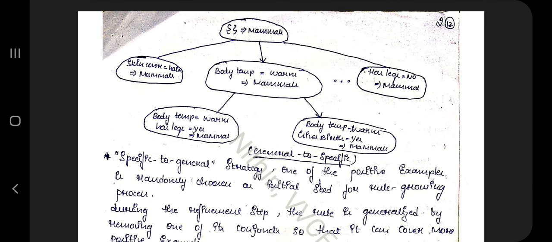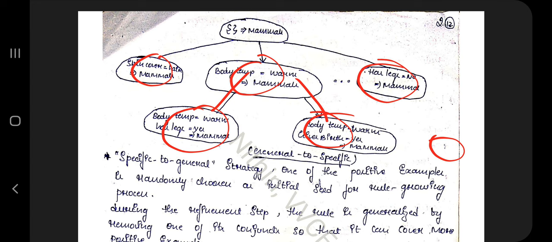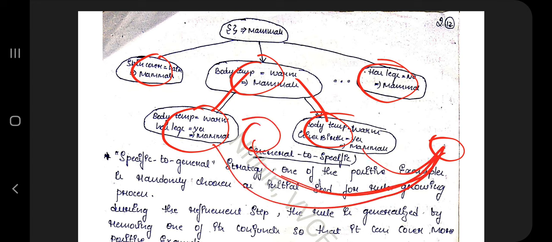So a mammal is the general category. In mammals, we have the skin cover, body temperature, and has legs or not, and many other features. Again, we'll keep on doing specific things, and so we'll reach a particular feature or characteristic of a particular animal. Whatever animal we get, we'll compare it specifically to each other, and with whichever it is more similar to, we'll classify that mammal's characteristic accordingly. That is general to specific. This is the example you have to give and explain.